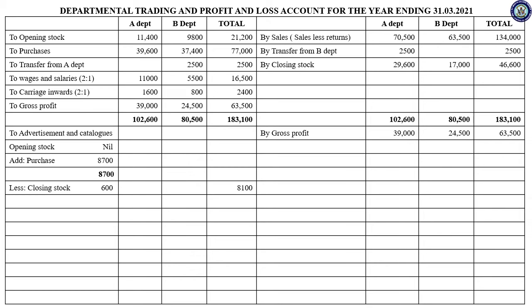So now this is to be allocated in the ratio of 2:1. It comes to 5,400 and 2,700. For catalog there is no depreciation. So we use the words catalog used.